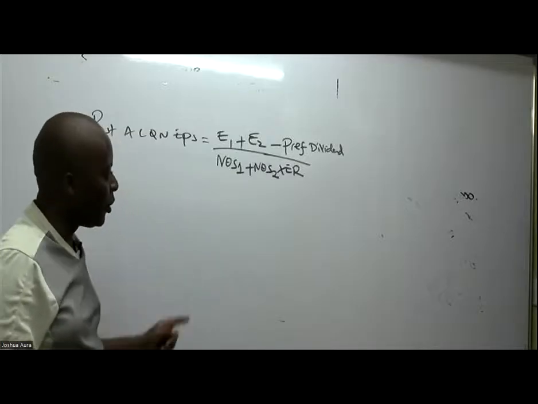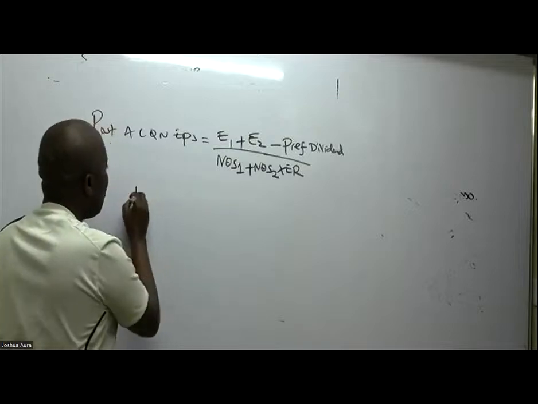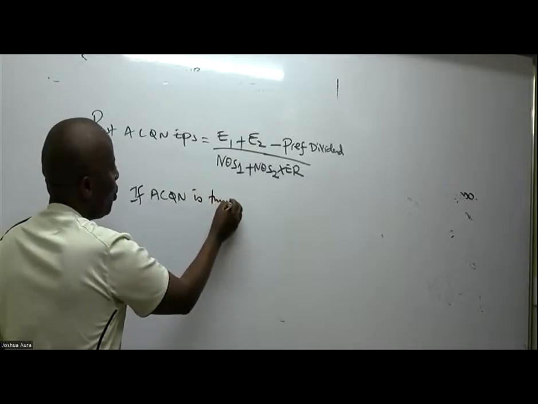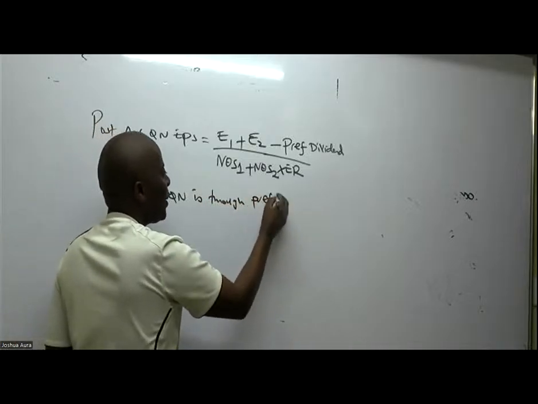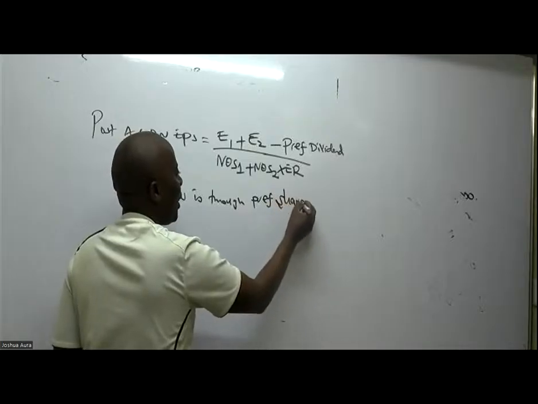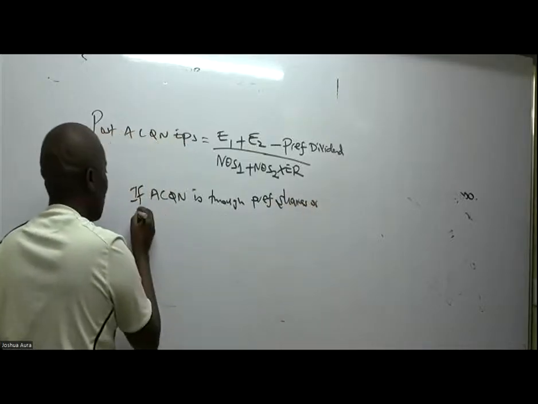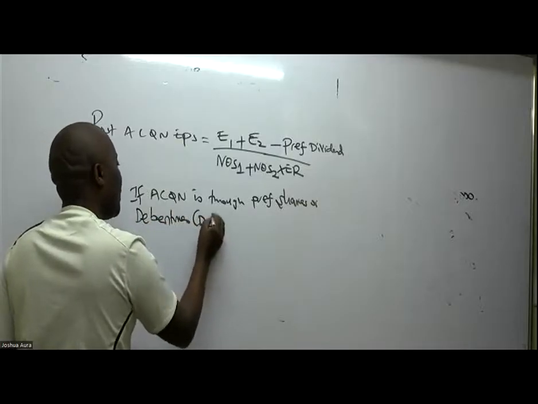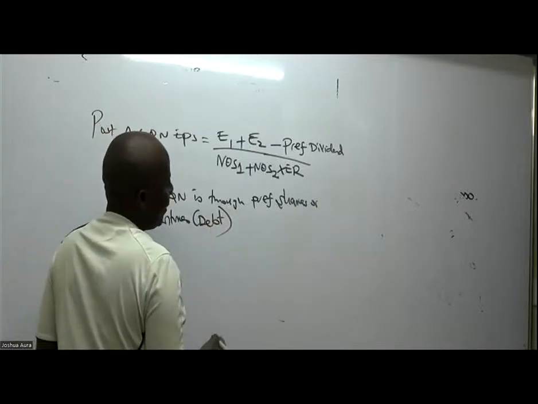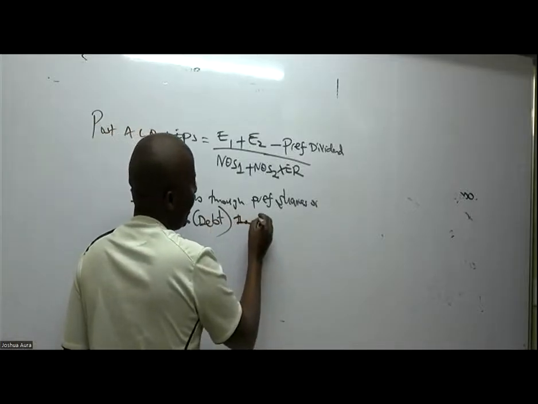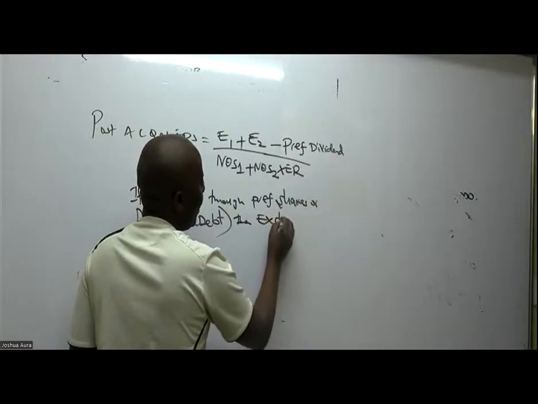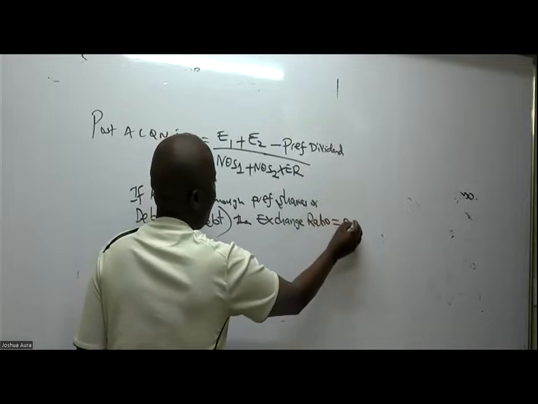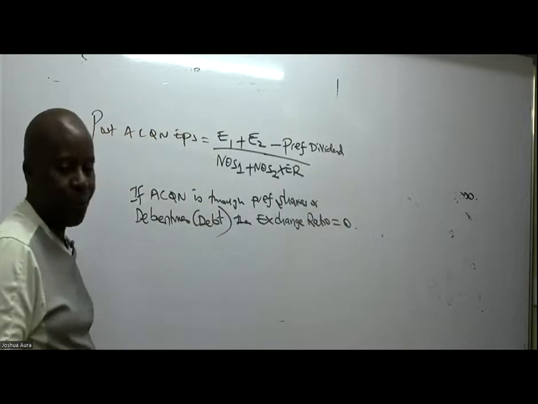Then number two, if acquisition is through preference shares or debentures. Debentures is the same as what here? Debt. Debentures is the same as debt. Then the exchange ratio will be equal to 0 always.